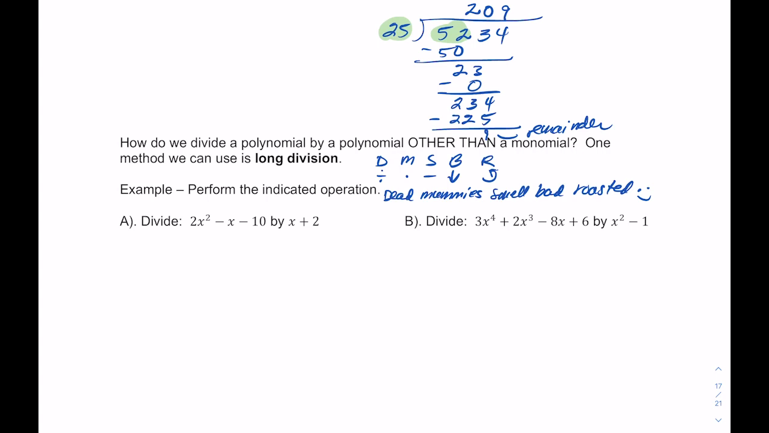And we would write the remainder over the divisor. So your final answer is 209 and 9/25. We're going to use a similar process when we're dividing polynomials.